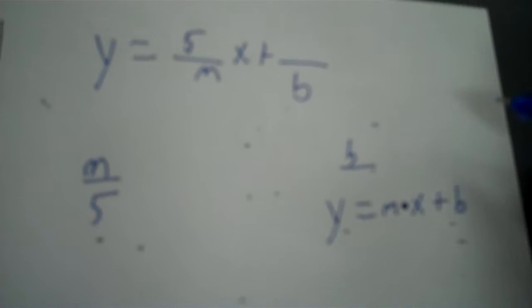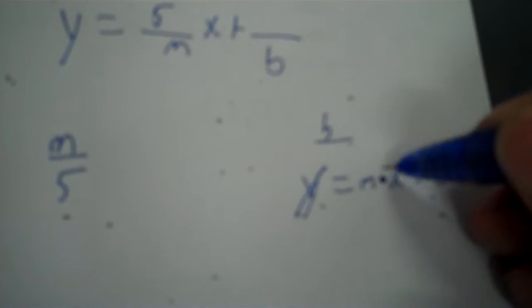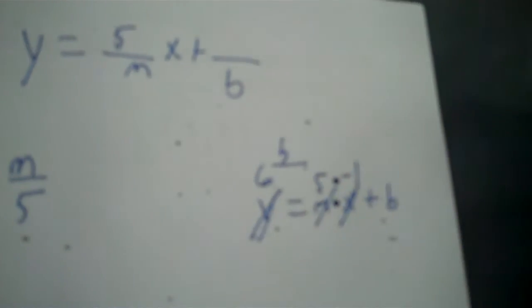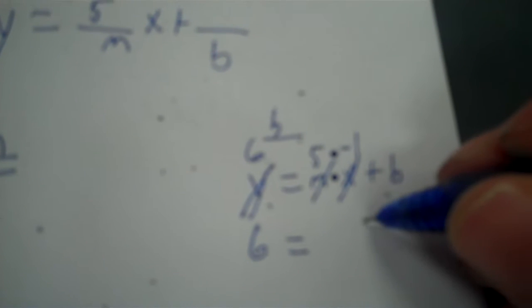Okay, now I slash out every letter but the b, because we're going to put numbers in there. So the y is 6, the m is 5, and then I put a times dot because it's m times x, and the x is negative 1. So line up your equals, and you have 6. Now drop your plus operator down. Now we're going to bring b to the front. Now what's behind it? It's whatever 5 times negative 1 is, so 5 times negative 1 is negative 5.